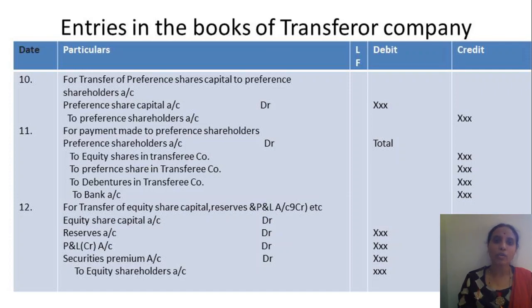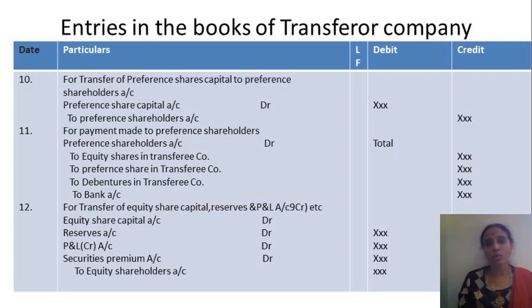So preference shareholders account debtor to equity shares in transferee company, to preference shares in transferee company, to debentures in transferee company, to bank account. That means if the payment to the preference shares is made by the transferee company in the form of equity shares, preference, debentures and bank, then this entry should be passed.